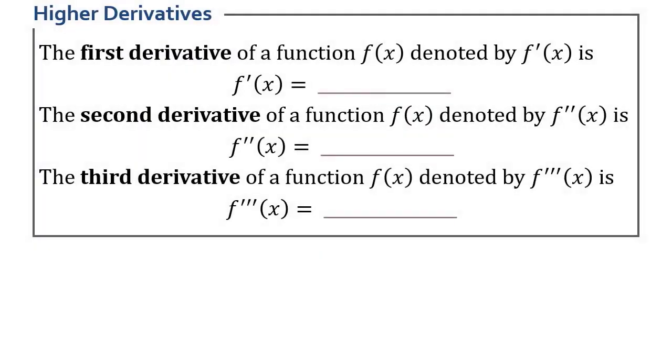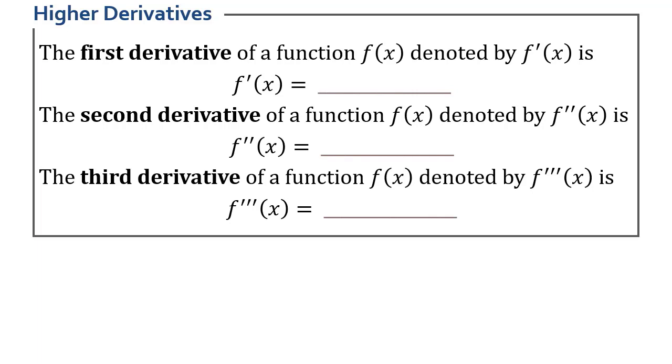Okay, so let's talk about some higher derivatives. Since the derivative of a function f of x is another function, f prime of x, what's to stop us from taking the derivative again? That is, the derivative of f prime of x. What would that look like? What could it tell us, and how can we notate it?